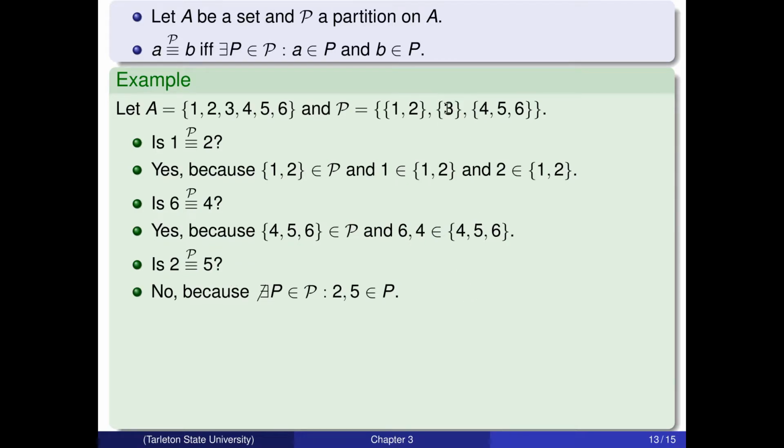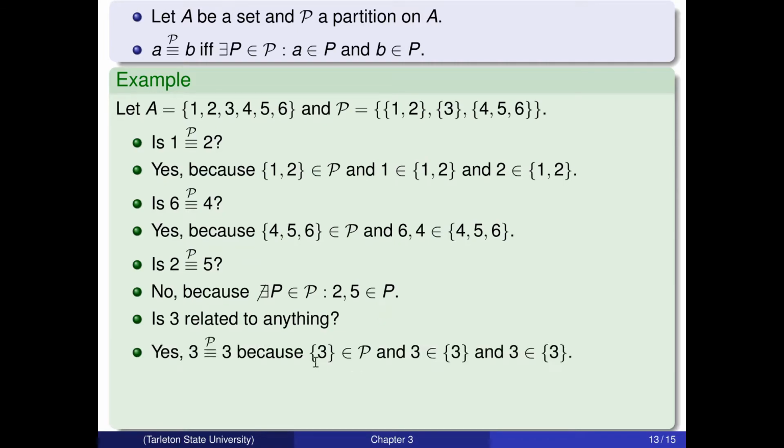Poor little 3 is all by itself here. We might want to ask, is 3 related to anything? Well, it is, because 3 is related to itself. 3 is related to 3 because the set singleton 3 is inside of this partition. 3 is in that set, and 3 is in that set. It might feel kind of silly to say that twice, but technically that's what this definition requires. And so it is true that 3 is related to 3 because it does satisfy this definition.